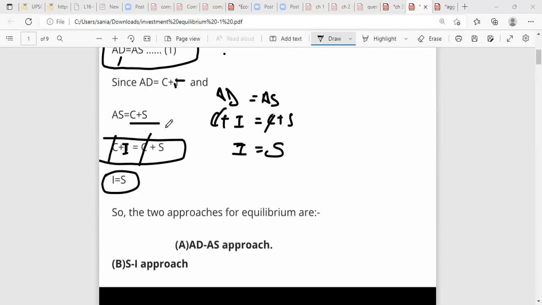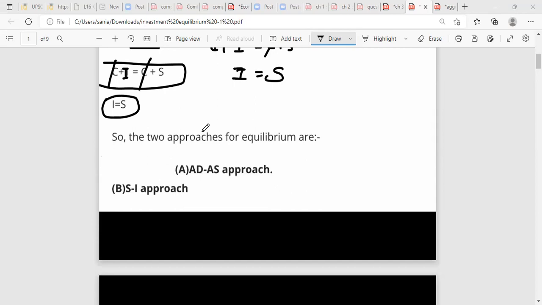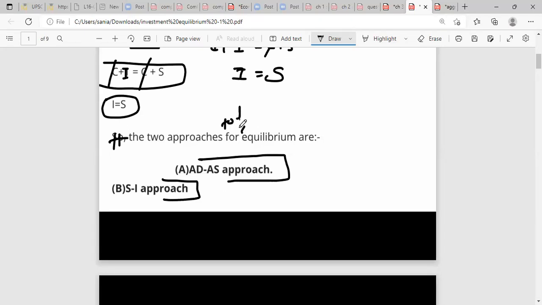Okay. Now, see, basically to find equilibrium, we have two approaches. One is the AD and AS approach and one is the S and I approach. So you will write the two approaches to find equilibrium are the ADAS approach and the SNI approach. So we'll first discuss ADAS and then we'll discuss SNI. Okay.